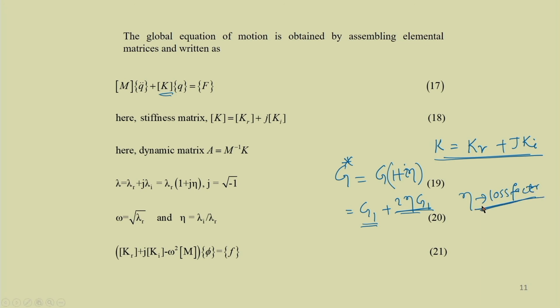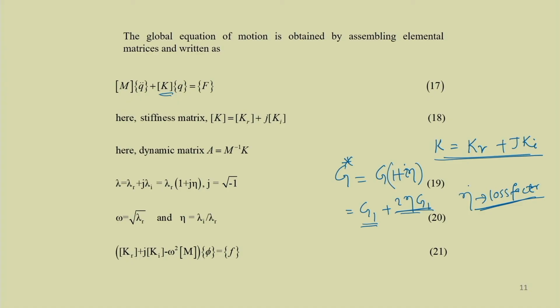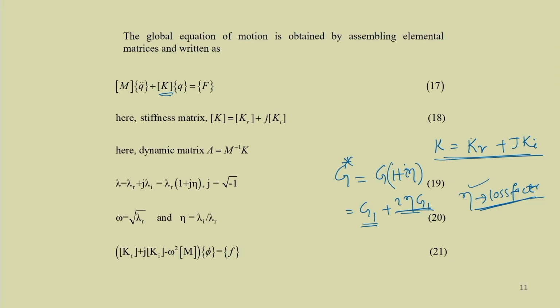Before doing this theoretical analysis, one must know, by performing an experiment, the loss factor of the material. As it contains this loss factor as an imaginary term, G can be written as a complex number. So, the stiffness matrix contains both a real part and an imaginary part. So, K can be written as Kr plus j Ki, where j is root over minus 1.